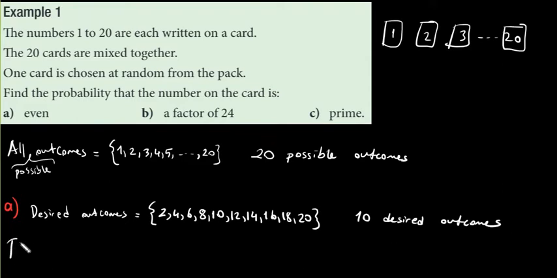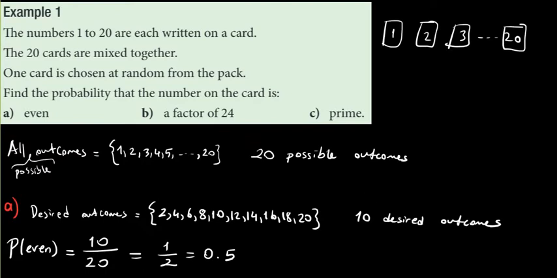So the probability of getting an even number is going to be the number of desired outcomes over the number of all possible outcomes. That's going to be 10 over 20, which is 1 over 2, which is 0.5. So our answer is between 0 and 1, as you see. The probability must be between 0 and 1.